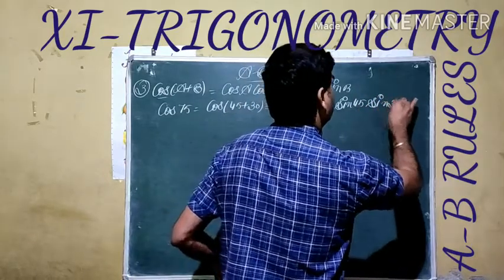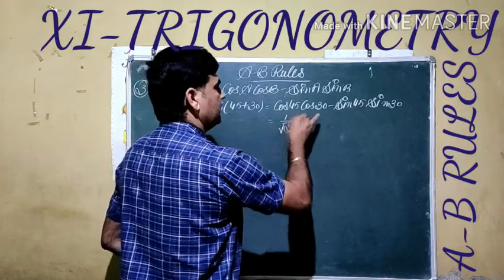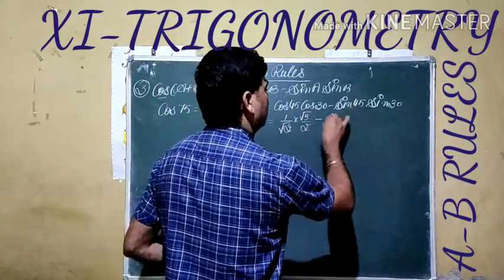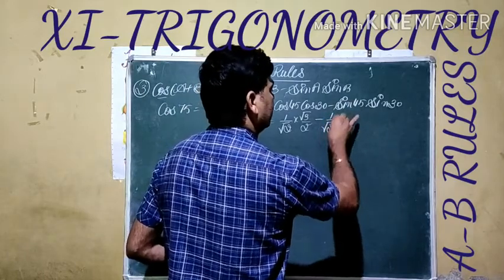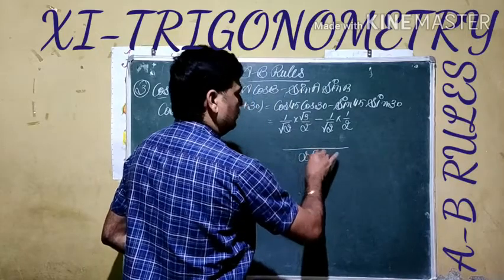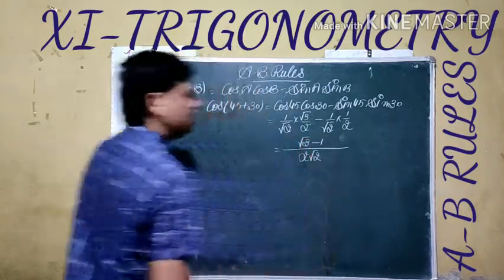Now, we have to use the values from the table. Cos 45 is 1 by square root 2, cos 30 is square root 3 by 2, sine 45 is 1 by square root 2, sine 30 is given by 1 by 2. LCM becomes 2 square root 2. After LCM, square root 3 minus 1 divided by 2 square root 2.